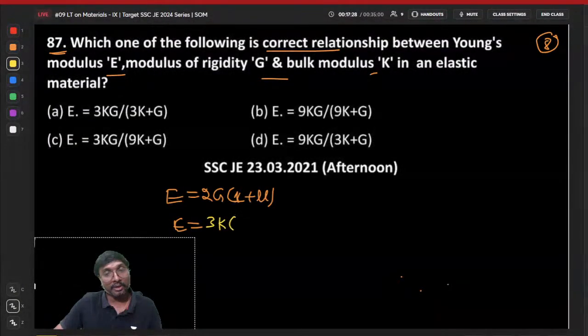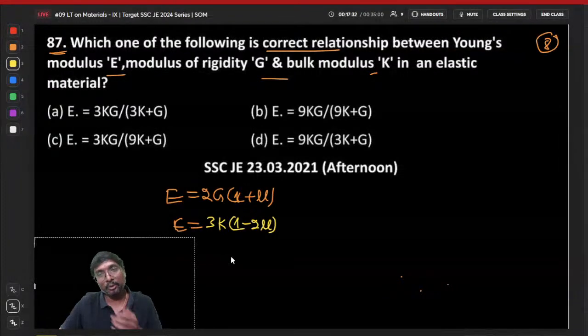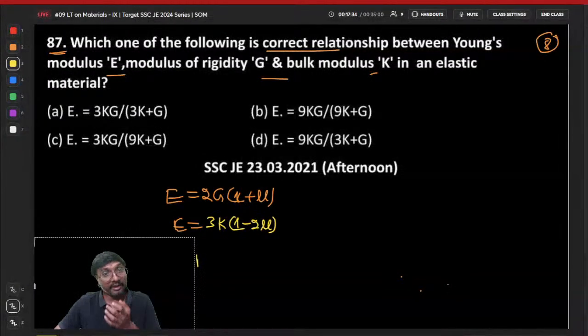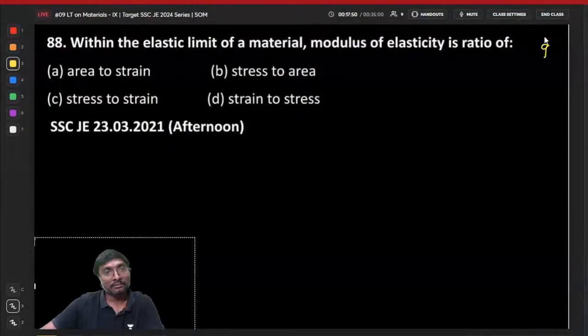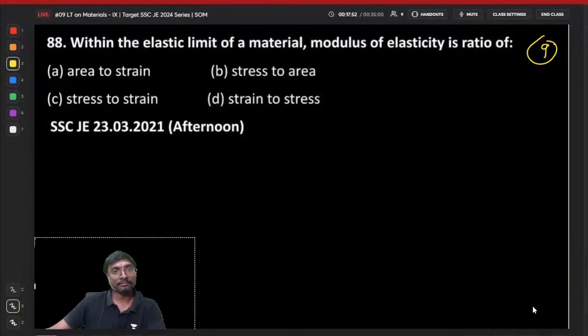3k into that 1 minus 2 mu, equal to that 3k into that 1 minus 2 mu. Right. Now what is it you can say? E will be equal to, between all of them, right? What is it you can say? 9 kg by 3 kg, right? You remember like that, 9 kg by 3 kg. So but 3k plus g, like that. So which one is correct now? Option D will be the correct answer. Got it? So shall we move to the next one?